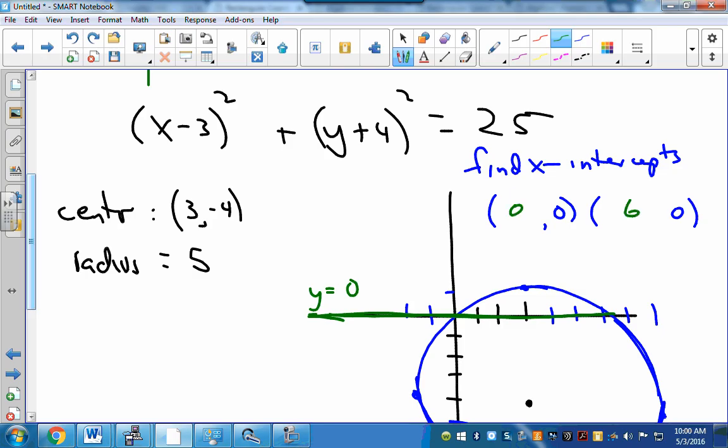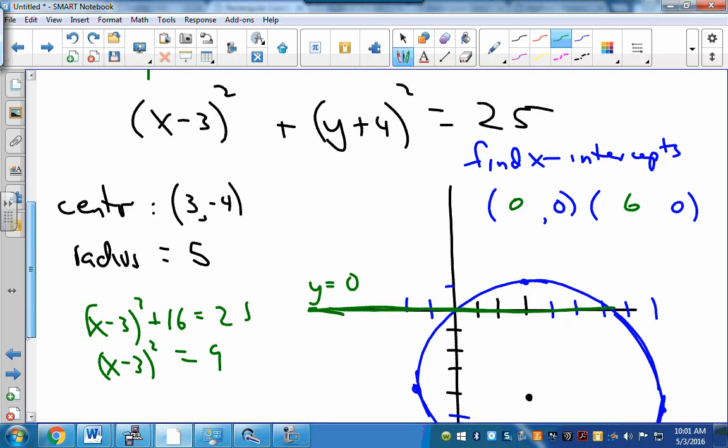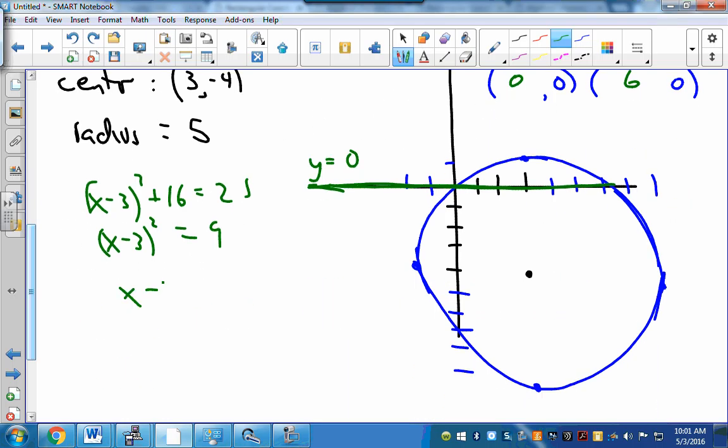Again, just go to your equation. We're making y 0. So this becomes now 4 squared. So we have x minus 3 squared plus 16 is 25. X minus 3 squared is 9. Take the square root of both sides. X minus 3 is plus or minus 3. So x is 3 plus or minus 3, which is 6, and 0. So those are the two x-intercepts.